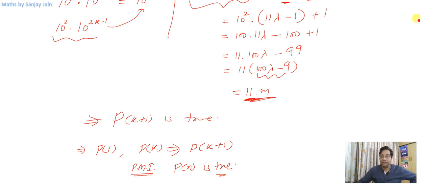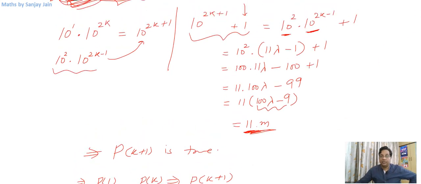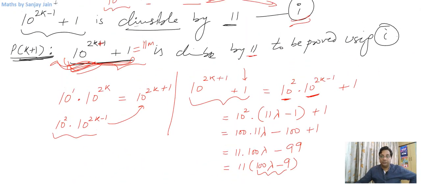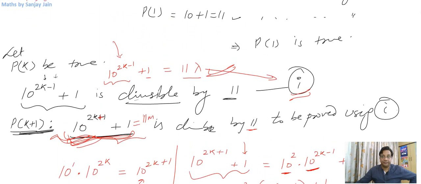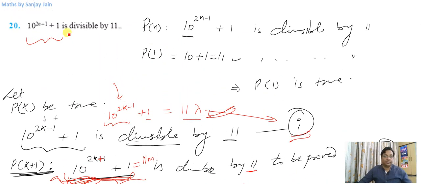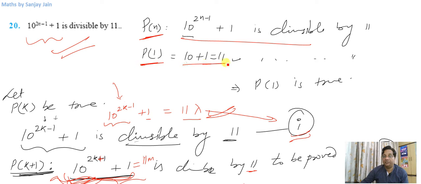Right? What I've done in this question is, I was given this statement, right, that it is divisible by 11. I was supposed to prove this to be true. So I have assumed it to be P n, written this, then P of 1, which is 11 on the left hand side, so it is surely divisible by 11, hence P of 1 is true.